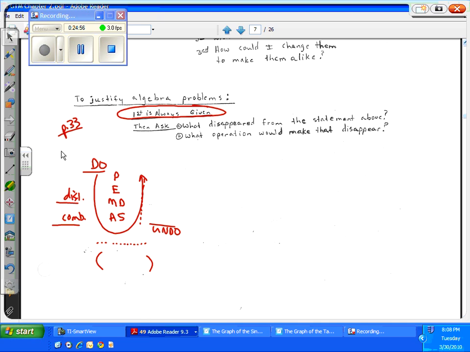So, one of the things we do is we say, well, what disappeared? Example, if we had 4x equal 12 and all of a sudden there's an x equal 12, you might say, well, what disappeared? Well, the 4 did. Well, what would make that disappear? Well, division gets rid of multiplication. Whoops, and that would be a 3, excuse me. And you would say, oh, that's the division property of equality. Okay?